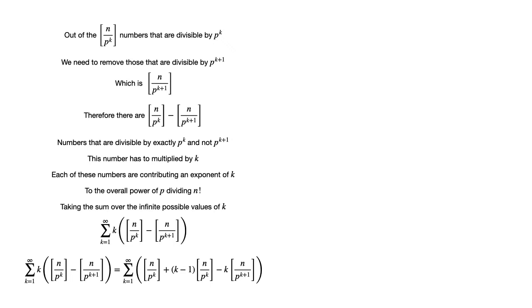the sum as k goes from 1 to infinity of the box value of n upon p to the k plus k minus 1 into the box value of n upon p to the k minus k into the box value of n upon p to the k plus 1. This breaks down into two sums. The sum as k goes from 1 to infinity of the box value of n upon p to the k and the sum as k goes from 1 to infinity of k minus 1 into the box value of n upon p to the k minus k into the box value of n upon p to the k plus 1.